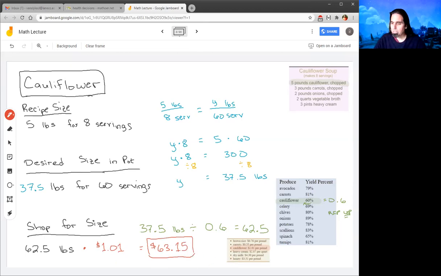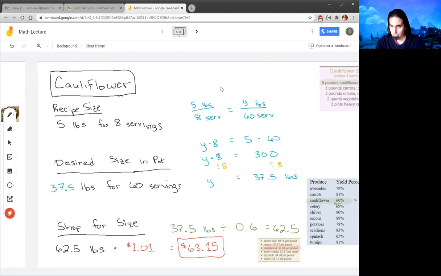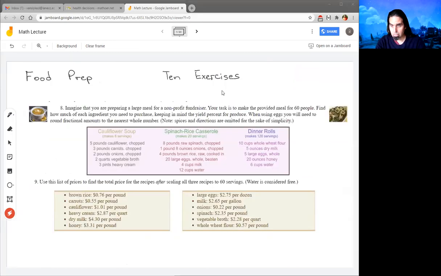Okay, to the people here live, any questions on that page? So there were basically 4 steps. Right? We go from the recipe to the desired size, the desired size to the shop-for size, and then actually there's 3 steps. I lied, 3 steps, and then multiply it by the price. Okay, next we're going to do the eggs, which is a little different.